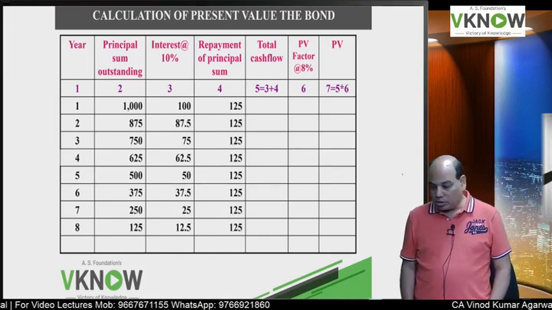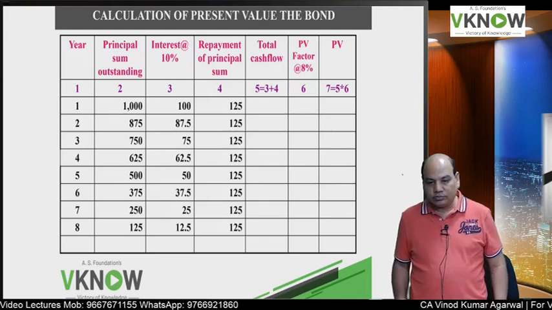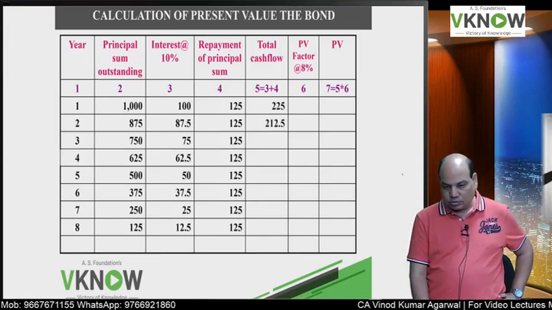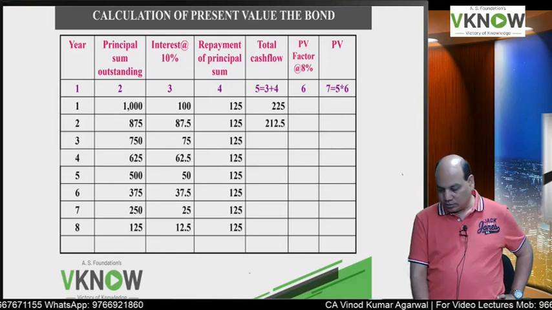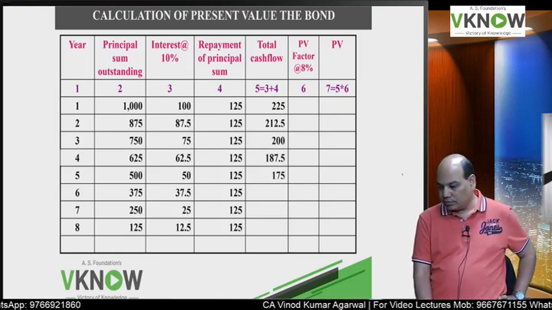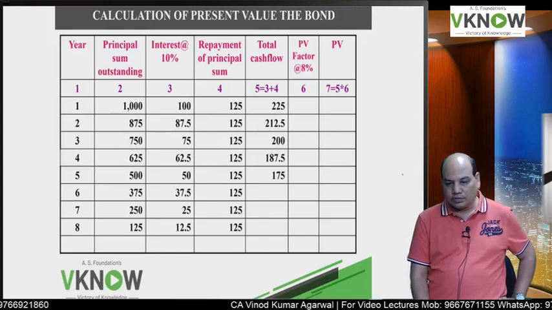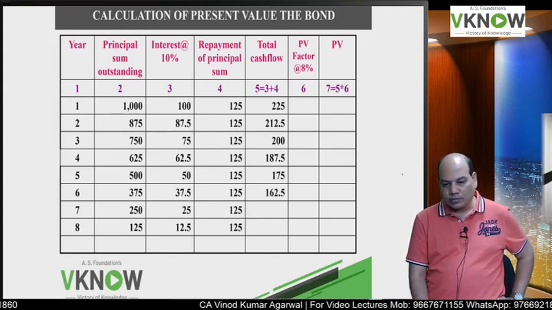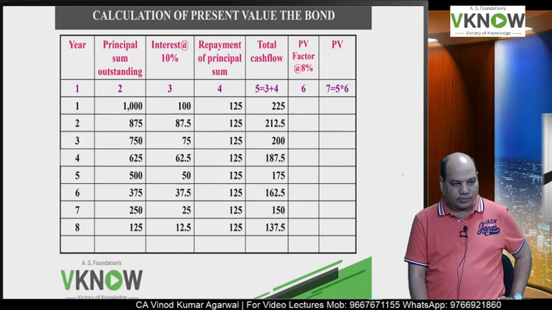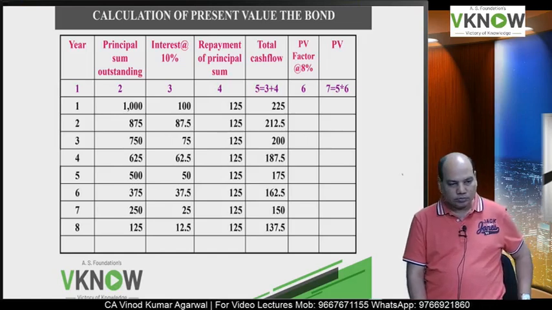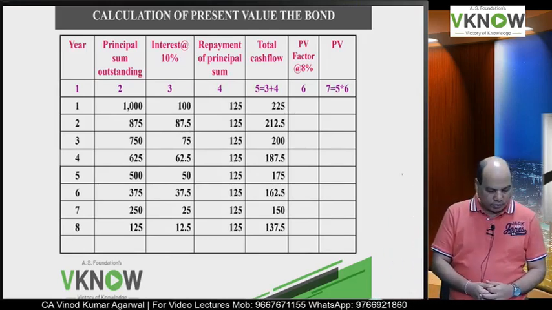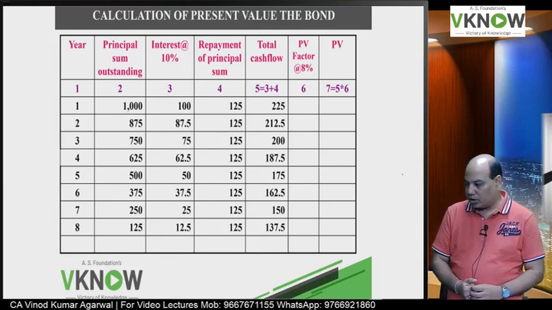Now write down the total cash flow. Add these two columns: 100 plus 125, 225, 212.5, 200, 187.5, 175, 162.5, 150 and 137.5. Everybody please check first. This is in your interest, and write down nicely.